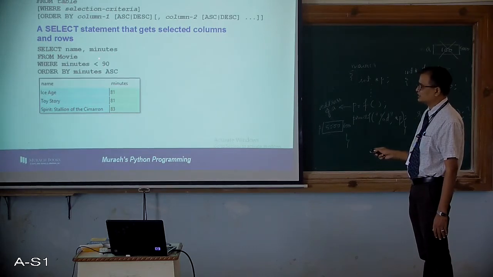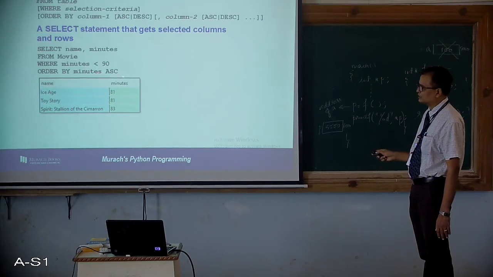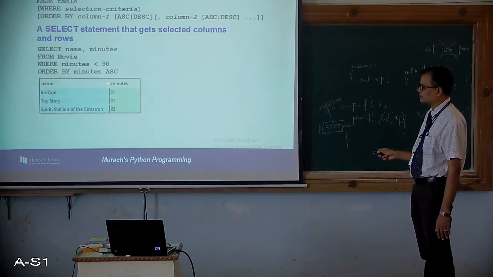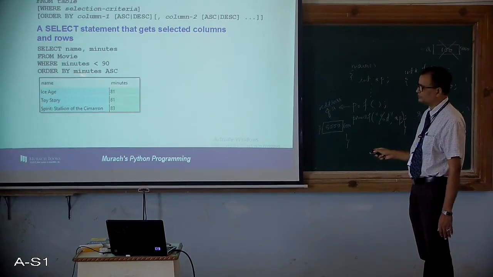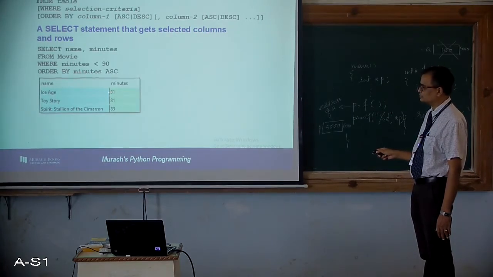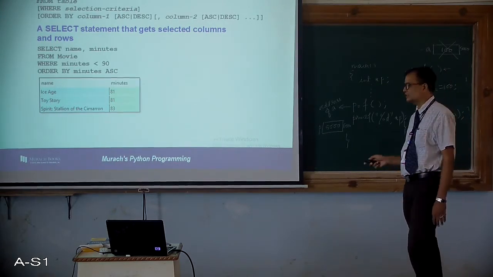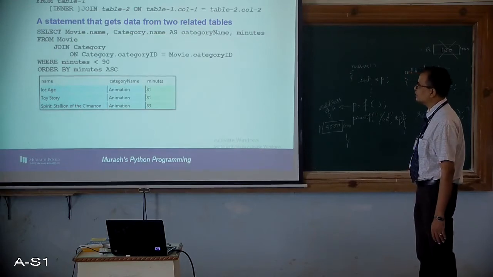That is, minutes is less than 90. Order by minutes ascending order. That means once the records are fetched, it will arrange those records in ascending order of minutes. So first the record with lesser duration is displayed, and then it goes on displaying the remaining records in the specified order.